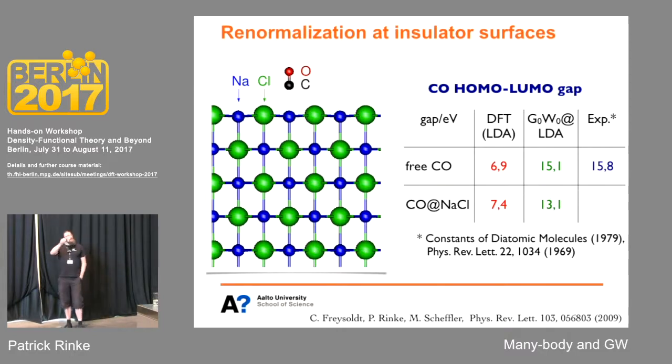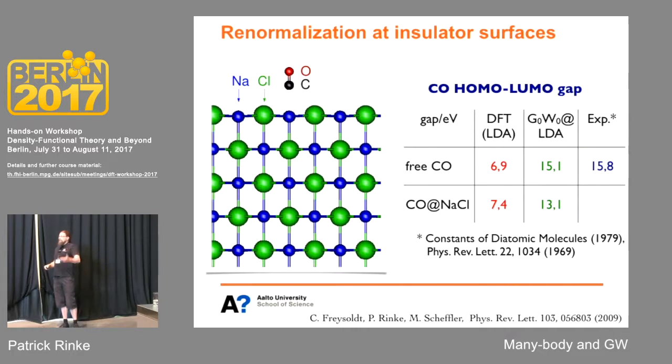So this is good. What happens when you put CO on sodium chloride and you do a DFT calculation for that is the gap actually goes up. It doesn't go down. The image effect tells you the gap should go down. So this has to do with some rearrangement of atoms here, some electrostatic interaction. Now, if you apply the GW theory, you see you get from 15.1 down to 13.1.